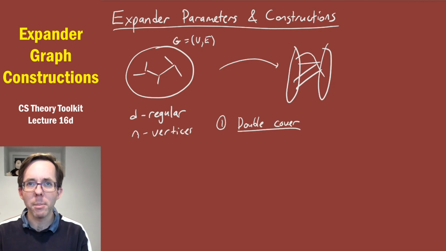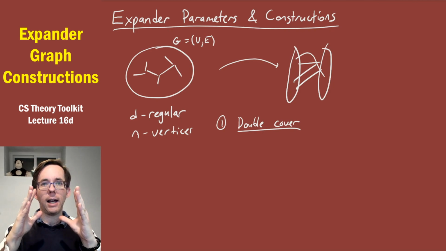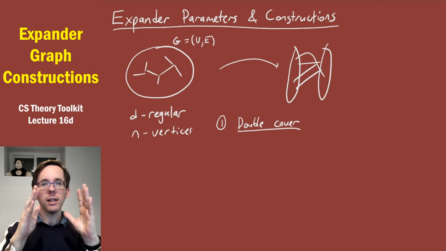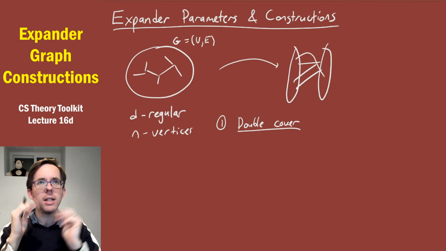And what does that mean? It basically means you take your copy of G, and you take another copy of G, and each copy of G has some edges, and basically you make the edges go across instead of within G. Okay, and if G is d-regular, then this double cover will also be d-regular.